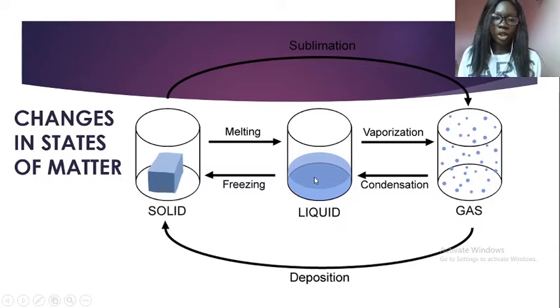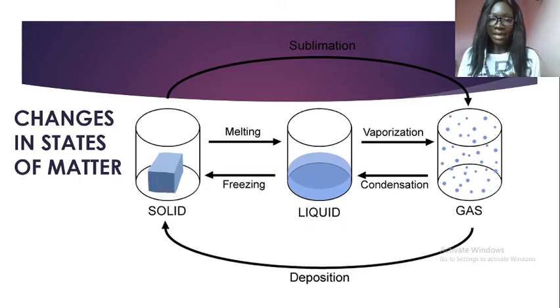Now, what about from liquid to solid? If you just put your normal water in the freezer, you find that it freezes. It has changed back to ice. So what's taking place is freezing. That liquid has frozen to solid. Now, what about from liquid to gas? From liquid to gas, we call it vaporization.